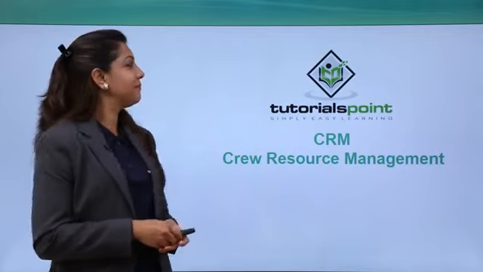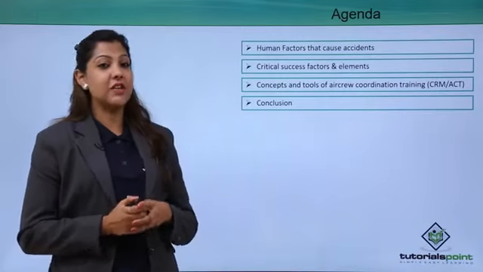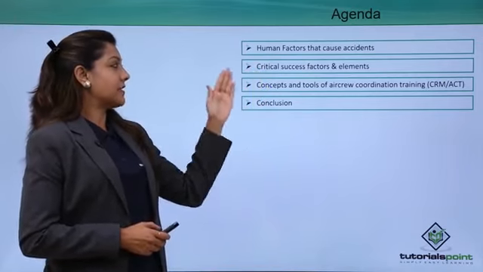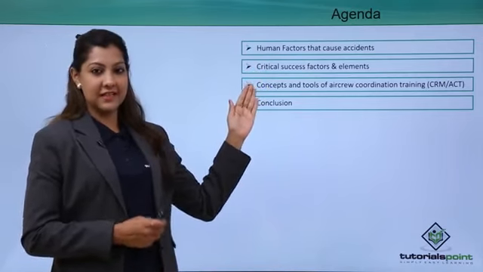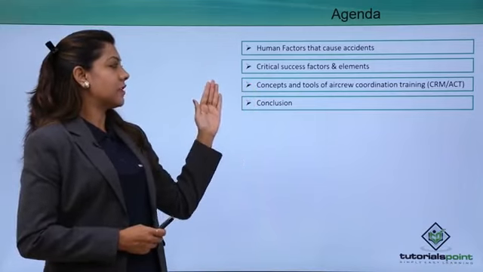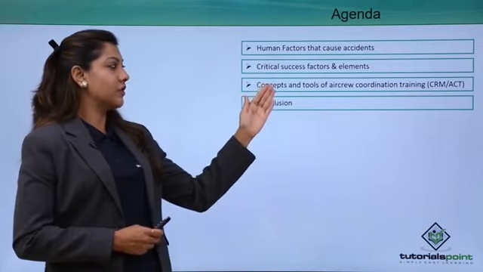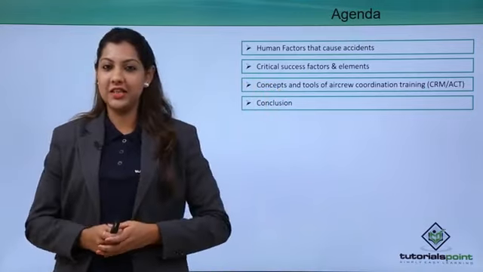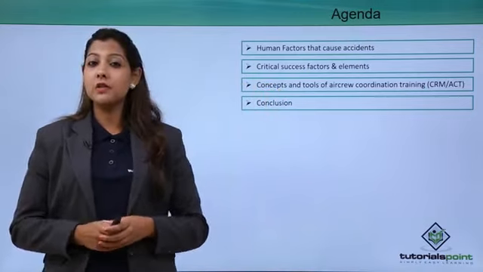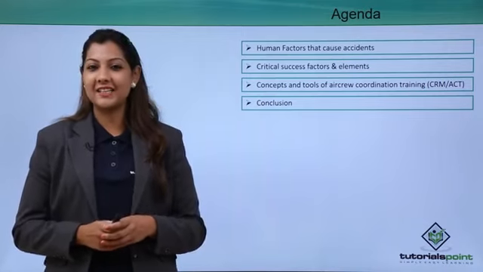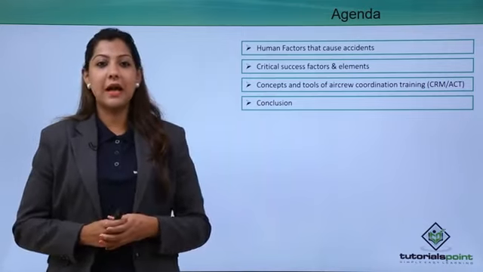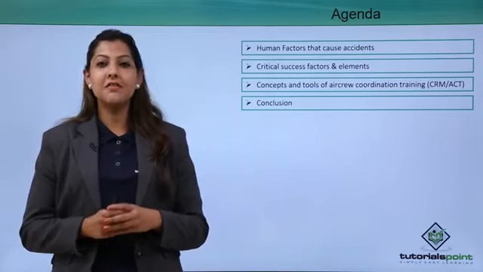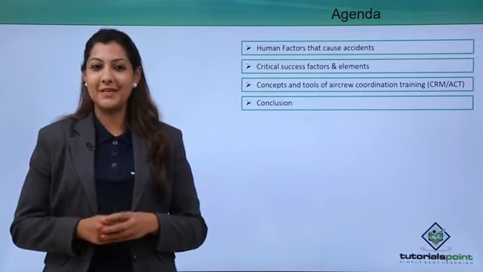So let's get started. Well, on the agenda today, we'll talk about human factors that can cause accidents, critical success factors and the elements for a successful flight, concepts and tools of aircrew coordination training, which is the CRM or the ACT, and that's what we're going to cover in today's module. Well, friends, you are going to also be exposed to certain facts and certain things that can really put you a little bit at unease, because you're going to be shown certain facts that can really be mind-boggling.